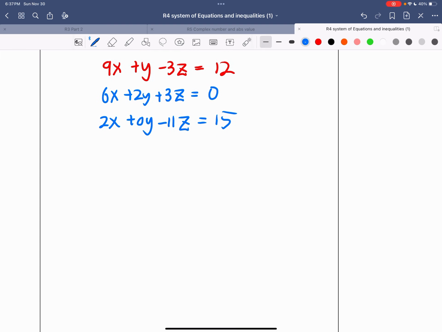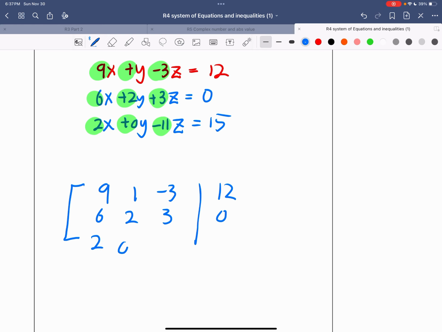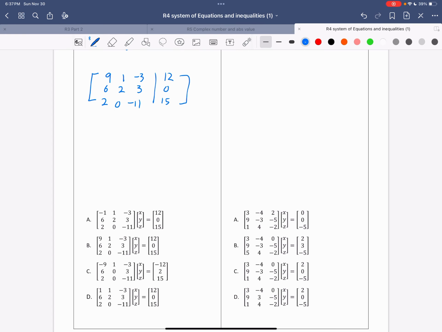Now, if you want to check this one, I'm gonna just choose these numbers and see right here. 9, 1, -3 with a 12. 6, 2, 3, 0. 2, 0, -11, and 15. So if you look at it, which one actually exactly matches with this? And to me, it's going to be B.